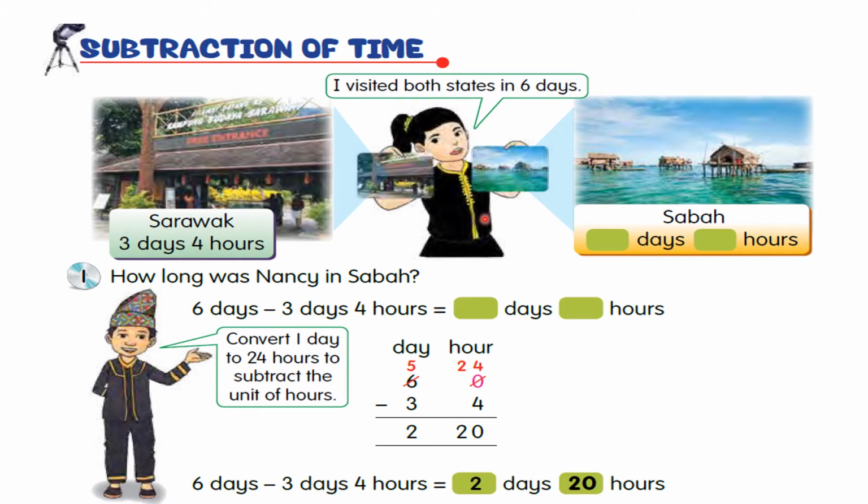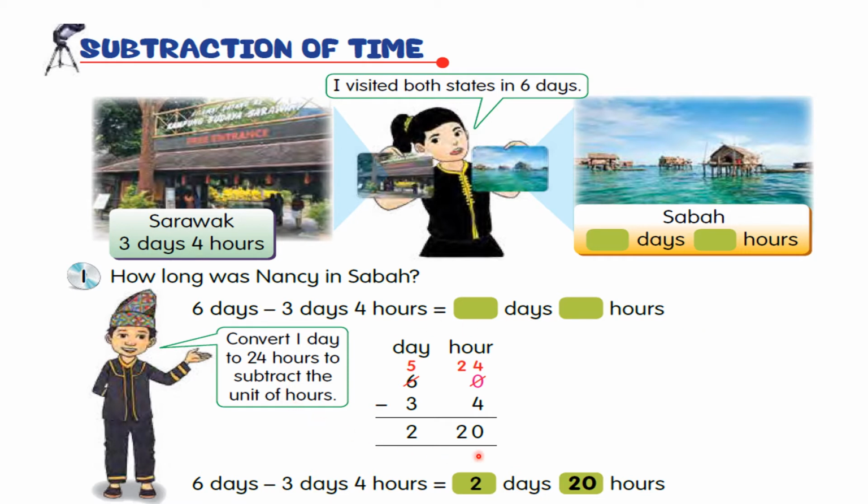Now the question is, how long did Nancy take to visit Sabah? So, 6 days in total, right? So, you must do what you know: 6 days minus 3 days, 4 hours. Okay, the total is 6 days, then the first state, 3 days, 4 hours.